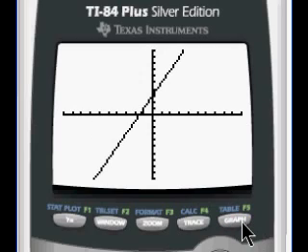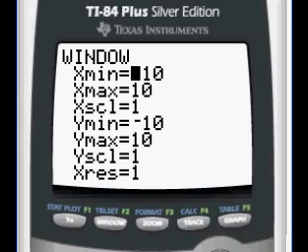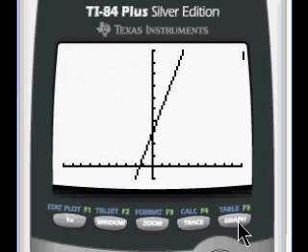Now, we can adjust the window so that we can see different parts of the graph. So I'm going to hit the window button, and let's say I wanted to see just the positive part of the y-axis. So I would change my y minimum from -10 to, say, for instance, -1. And let's take a look at our graph now. So I'm going to hit the graph key. Now that's the upper part of the graph.